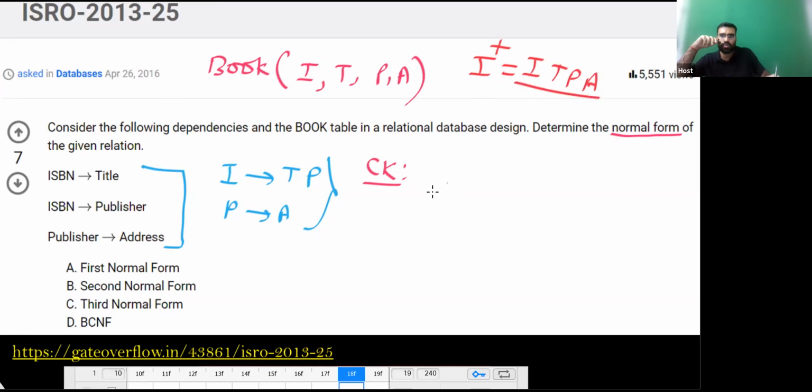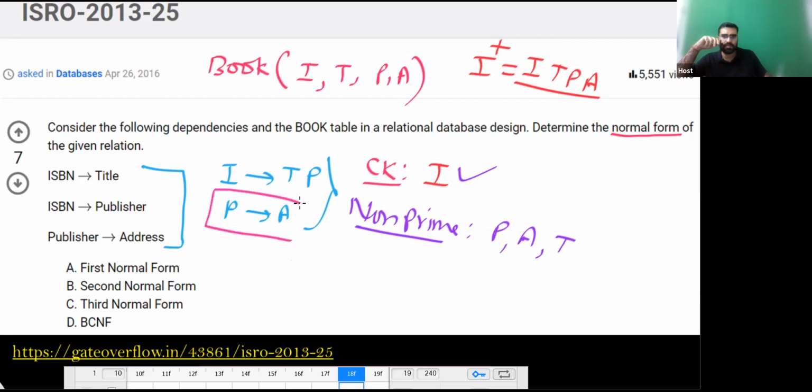So you can clearly see the only candidate key is I. This is the only candidate key. So what are the non-prime attributes? P is a non-prime attribute, A is a non-prime attribute, T is a non-prime attribute. These are the non-prime attributes.